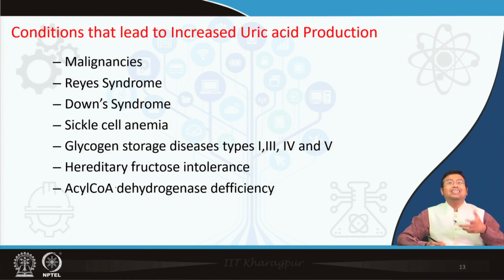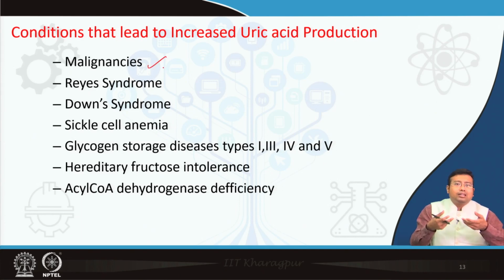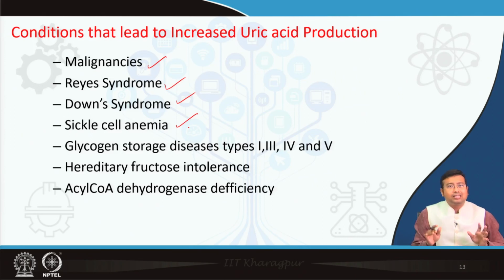Next, what are the disease conditions that lead to increased uric acid production? Malignancy. Why? Malignancy increases more and more cancer cell production, cancer cells degrade, the nucleus degrades, and then excess purine leads to increased uric acid production. Reye's syndrome, Down syndrome, sickle cell anemia, all are associated with increased cell turnover. We will be discussing glycogen storage disease type 1 later. Next, again, hereditary fructose intolerance.